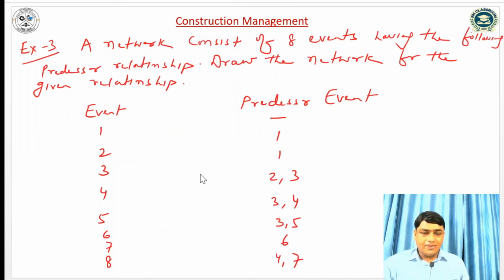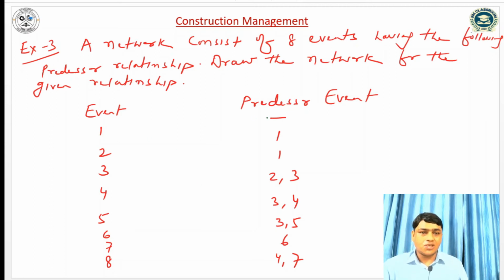And the problem can be like in the terms of statements. Firstly we have to make the network diagram, then it will be numbered. So a network consists of 8 events having the following predecessor relationship. Draw the network for the given relationship. So these are the 8 events: 1, 2, 3, 4, 5, 6, 7, 8.